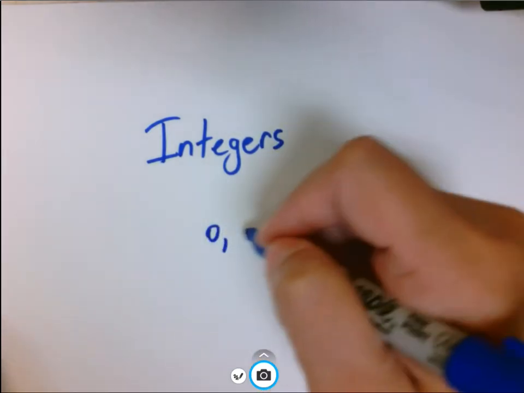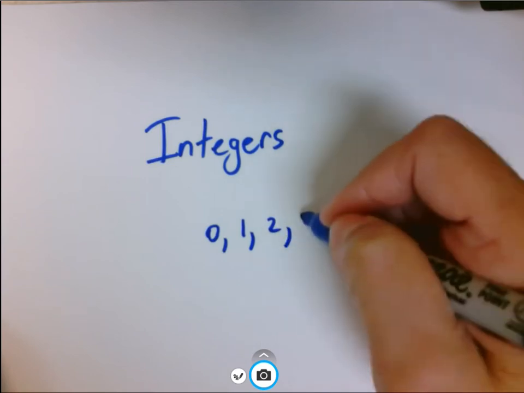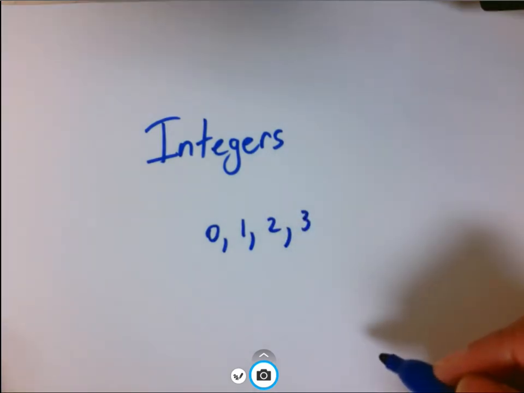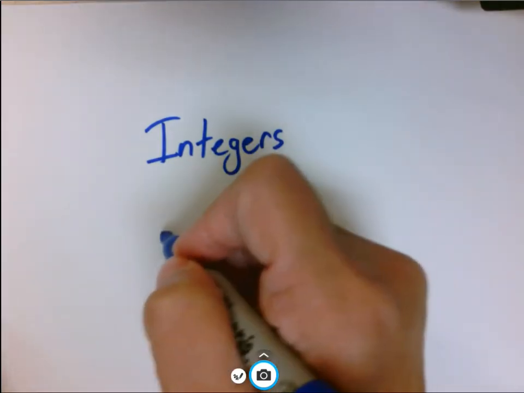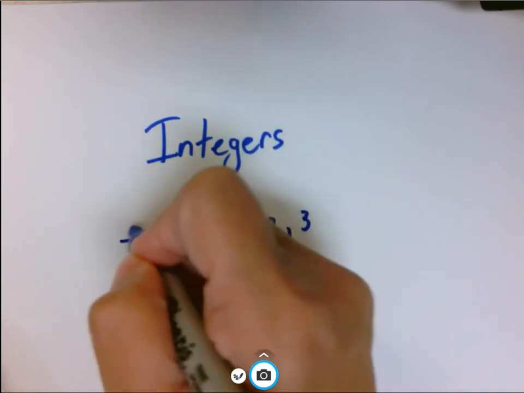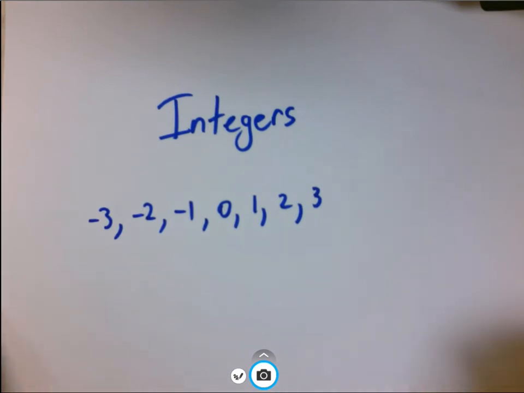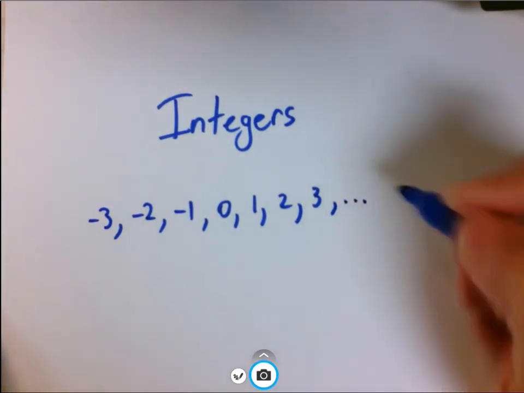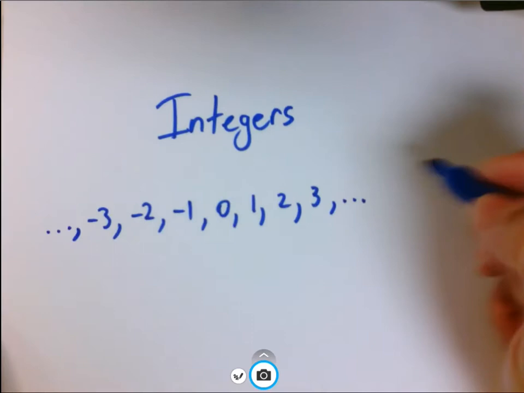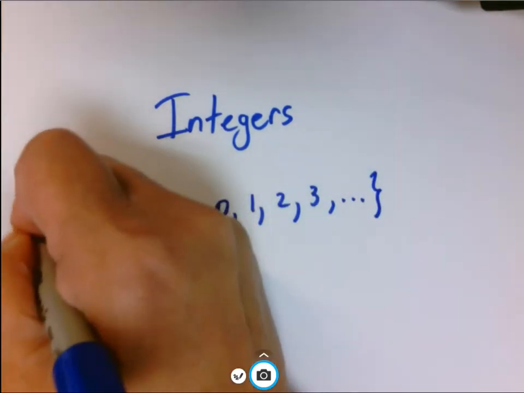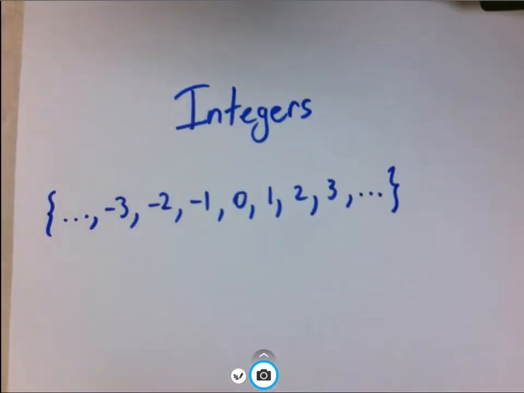So let me just write some whole numbers, okay? And also the negatives of those whole numbers. I'm just going to write them like this, and here they are in order. And integers will go on forever, so dot, dot, dot on both sides. So the set of integers are these numbers in here, and it goes on forever on both sides.